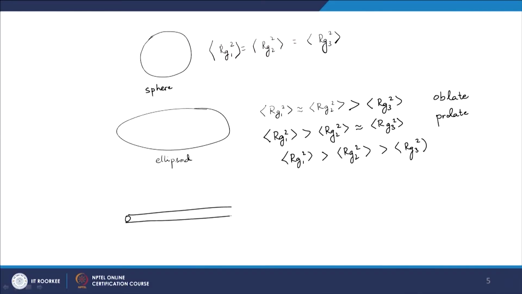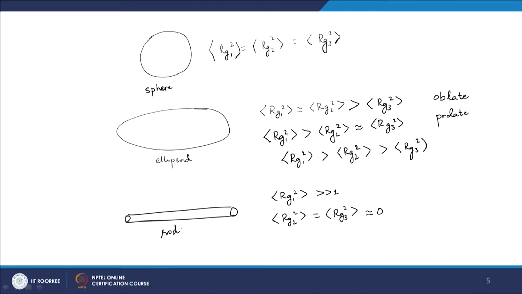In the extreme, let us say we have a rod. In that case Rg1 square is very high and Rg2 square and Rg3 square have to be very small, because they refer to the thickness of the rod, which is anyway very small, especially compared to the length of the rod. Okay. So, what this tells me is that these eigenvalues contain a measure of the shape, and we can characterize the anisotropy using these eigenvalues.